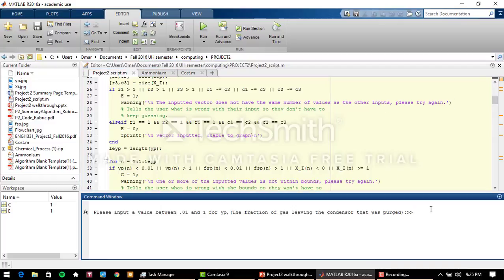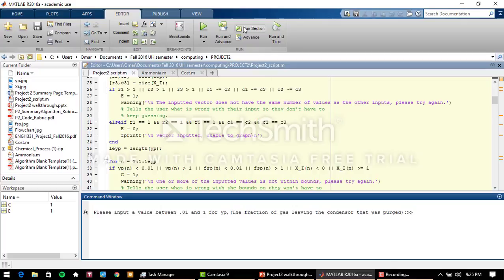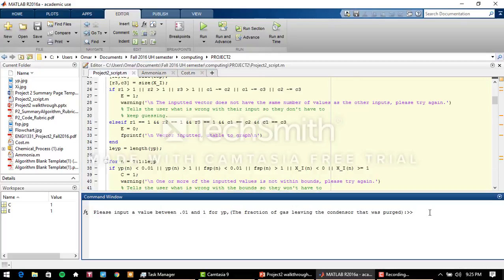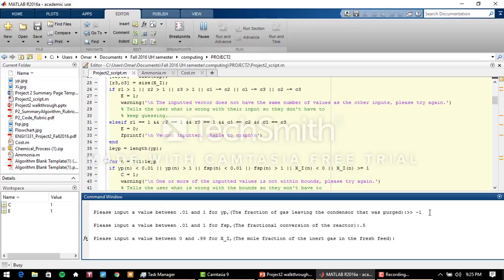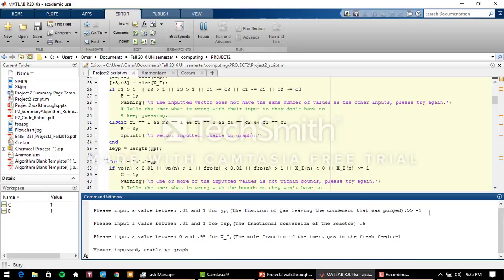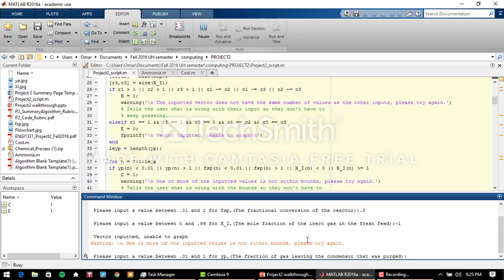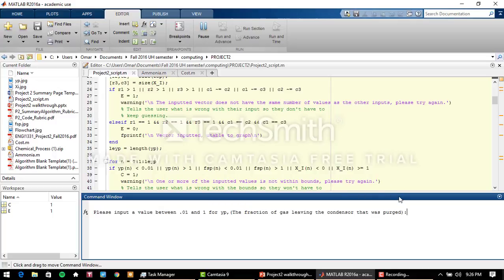I don't think we have other limitations. Now, we do data validation as well. If I put a negative one here, 0.60, negative one, it outputs a warning and asks you to try again, because there's a specific interval that we need these to be in. There are fractions, so they have to be between 0 and 1, or 0.01 to 1, or 0 to 0.99. Now, that's for the first part of our algorithm. I'm going to cancel this and go to the second part, which determines the cost.